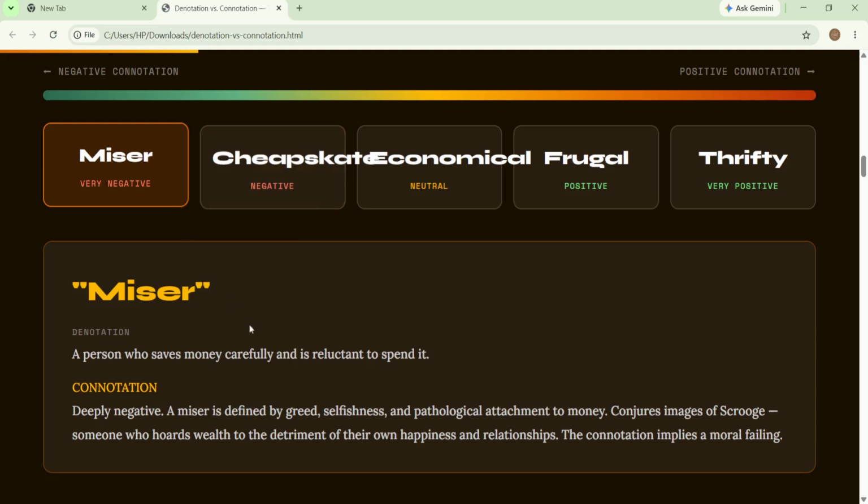So miser, a person who saves money carefully and is reluctant to spend it. It is deeply negative in connotation. A miser is defined by greed, selfishness, pathological attachment to money, and conjures the image of Scrooge, someone who hoards wealth. Well, this is what this shows, that it is a negative association, not a positive one.